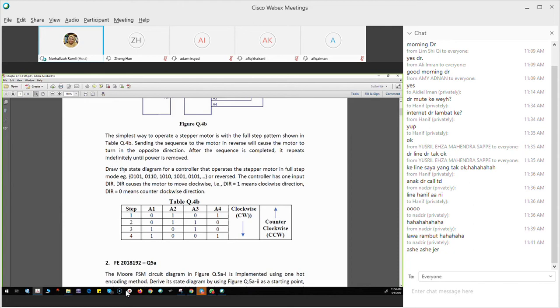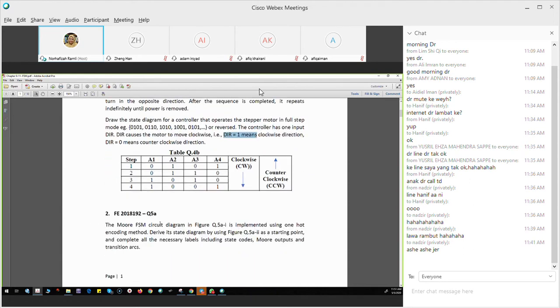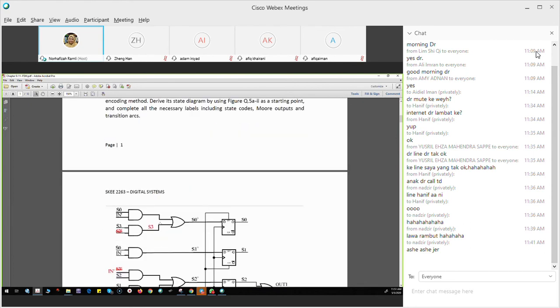Okay. So draw the state diagram for a controller that operates in full step mode from 5, 6, 8. This is all reversed. So that means it goes from 5 and then goes to 6 and then to this one, and then reverses. So that means it has to have an additional input. When the direction is 0, it goes one way and 1 is the other way. So this is one problem from last year, not last semester, last year. And this is another problem.